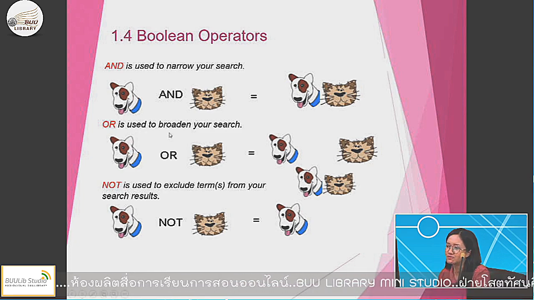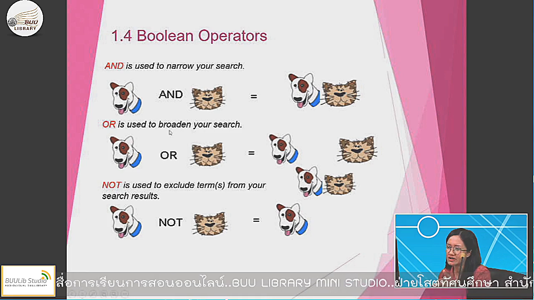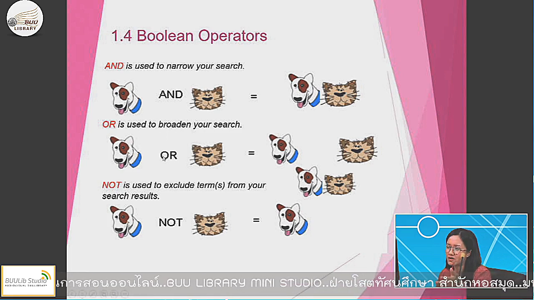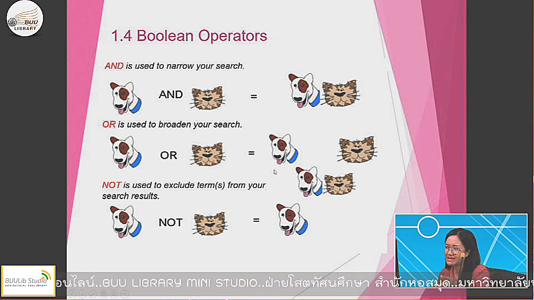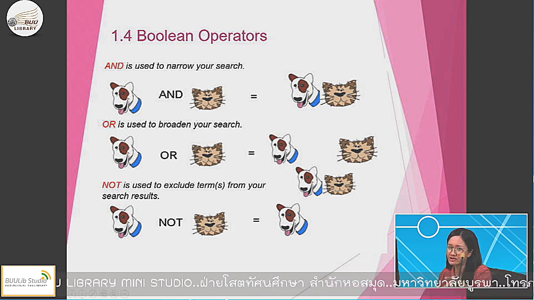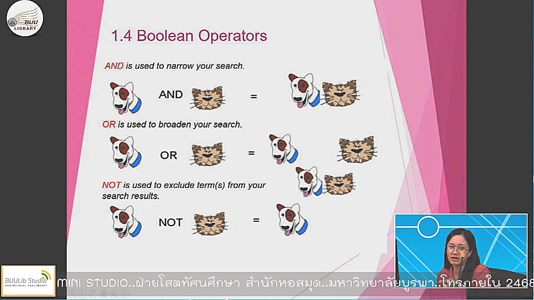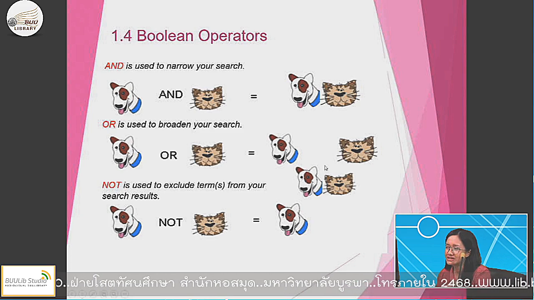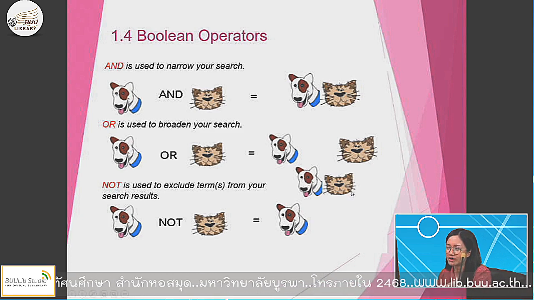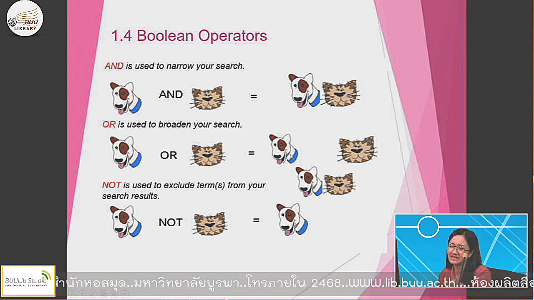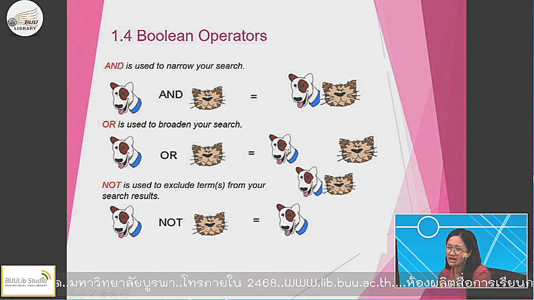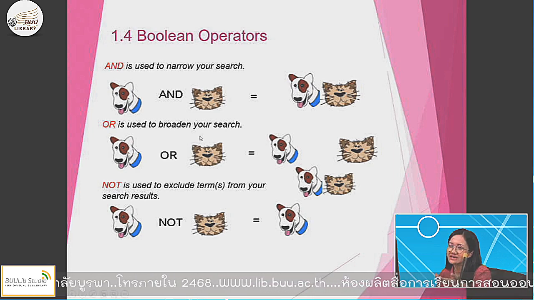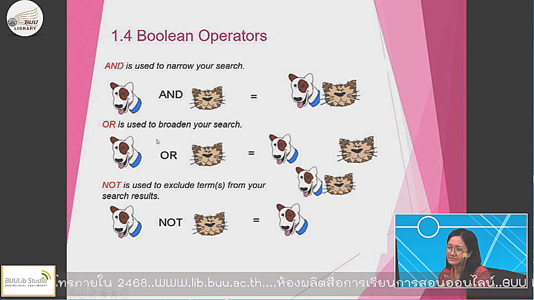OR is used to broaden your search. For example, you use dog OR cat. It means that the result can be only dog, only cat, or both dog and cat. So you can see there are a lot of results by using the operator OR.